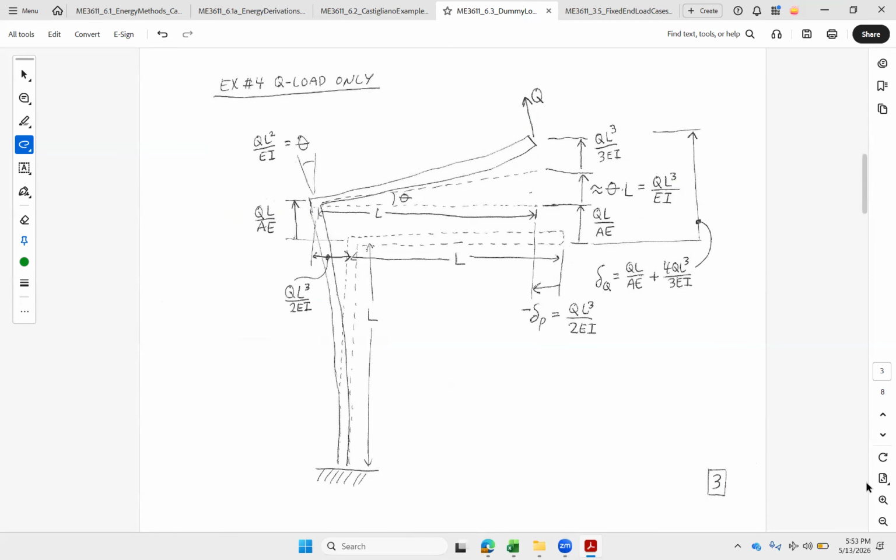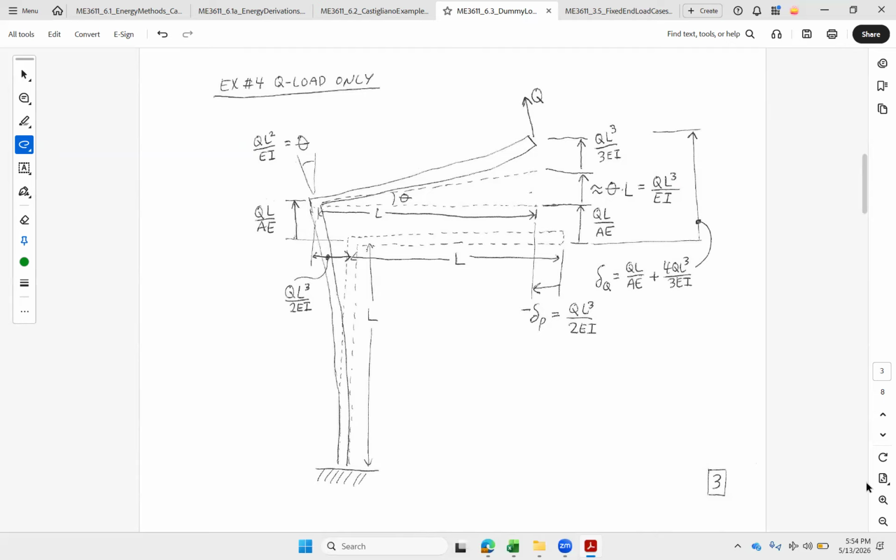This will be a little bit more fun. Right. We got Q. All right, let's look at what it does to the base first. We know that Q is going to stretch it by QL over AE, right? We'll get an axial expansion, right? Because Q is offset, this entire beam here gets a moment of Q times L, okay? So it stretches, but then it also gets a torque, an end moment.